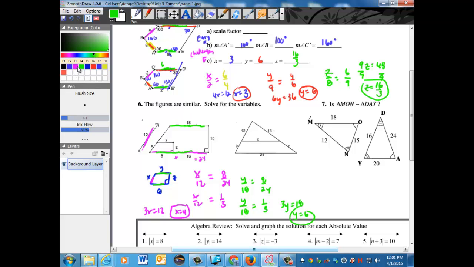Alright, and then one more to go. z. So we highlight z and 10. And so I can say z over 10 is equal to, and this time again we can use anything we want. Let's use 8 and 24 again. So 8 over 24. So z over 10 equals 1/3. 3z is equal to 10. So z equals 3 and 1/3.